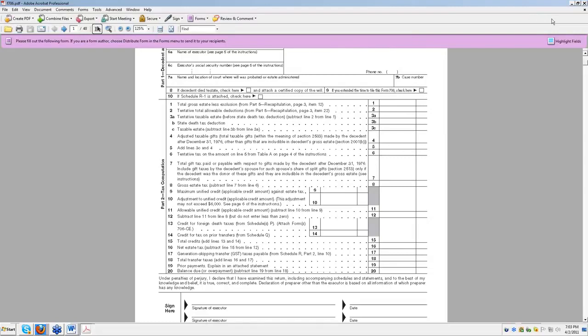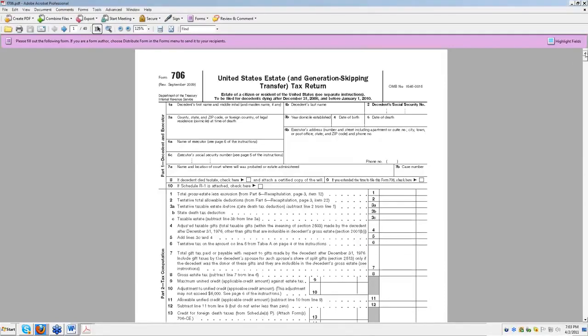Okay. So now, let's come back and slow this down just a little bit so that people can understand it. Can you see this form? 706. Yeah. Okay. What's the important line on 706? Well, you got number one. You got your total gross estate less exclusion. You've got your exclusion, which is $3,500,000. And so then on line 1, you put $3,500,000. Right. That's your total gross exclusion.